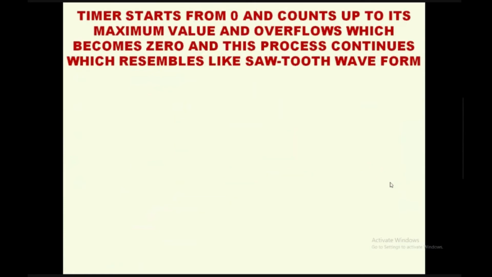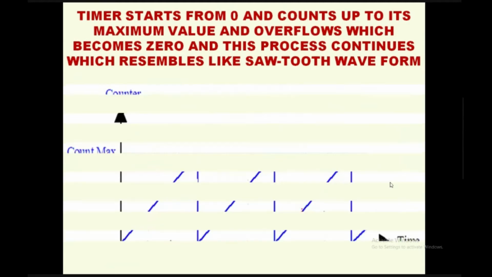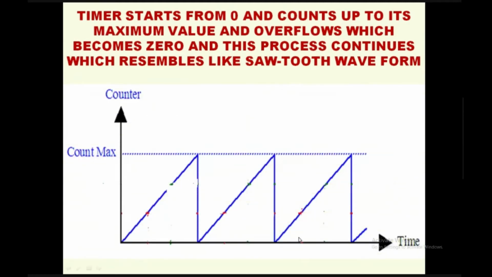So as you know very well, timer starts from 0 and counts up to its maximum value and overflows. After overflow, it becomes 0, and this process will continue, which resembles a sawtooth waveform, as you see on the screen. So the x-axis is the time axis, the y-axis is the count value. If it is an 8-bit counter, it starts from 0, goes up to 255. So this is the count max. When it reaches 255, it overflows.